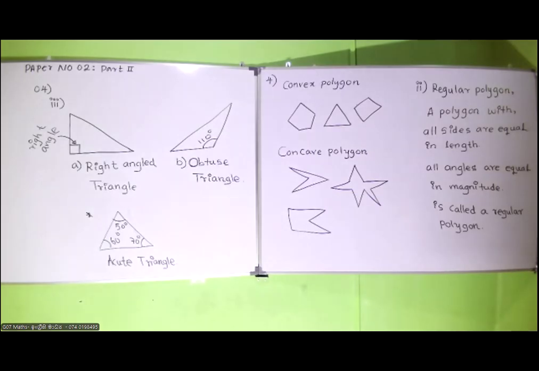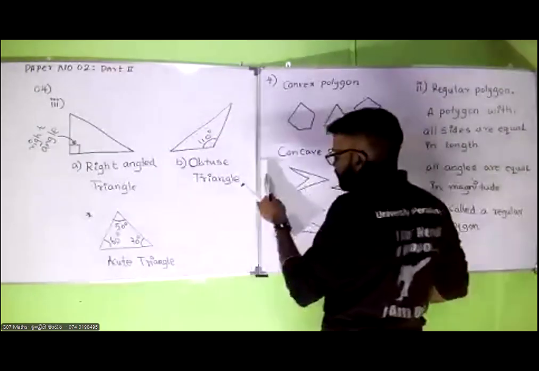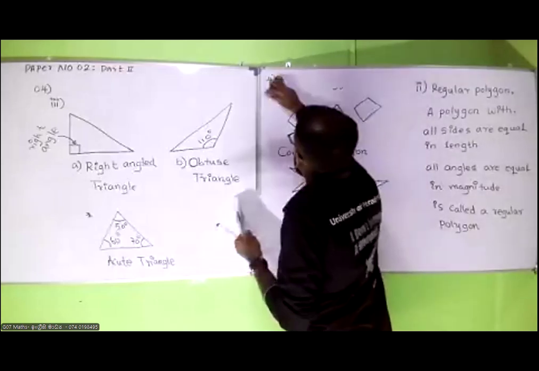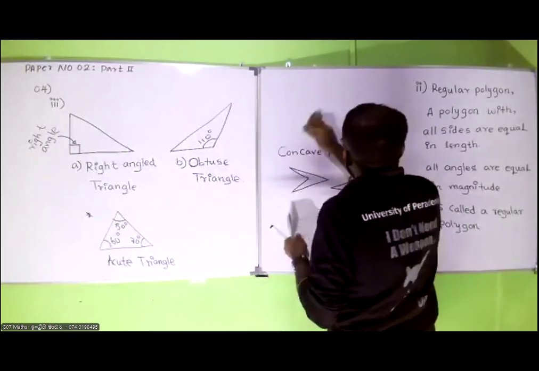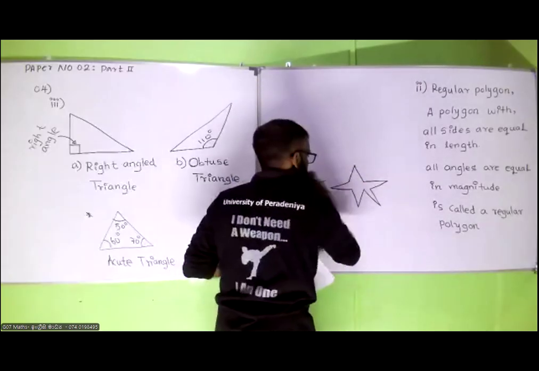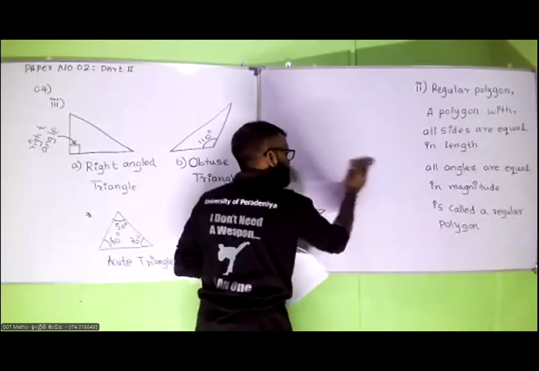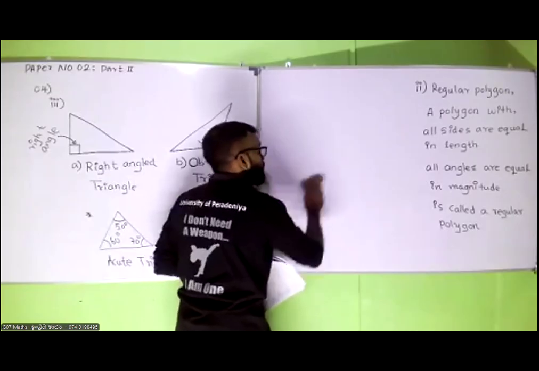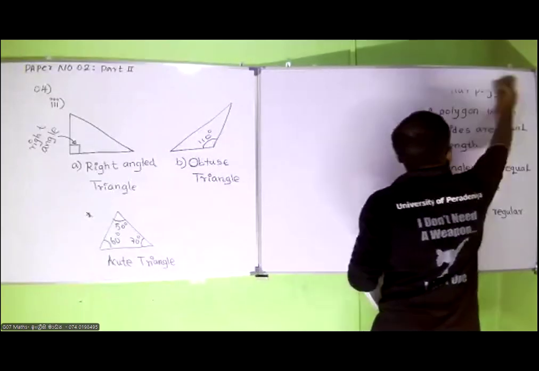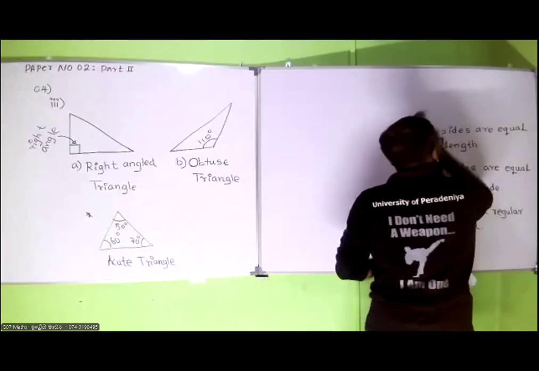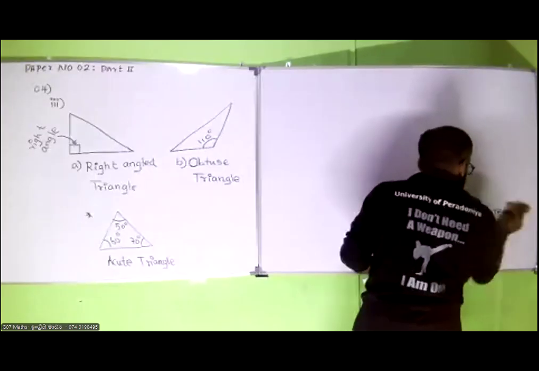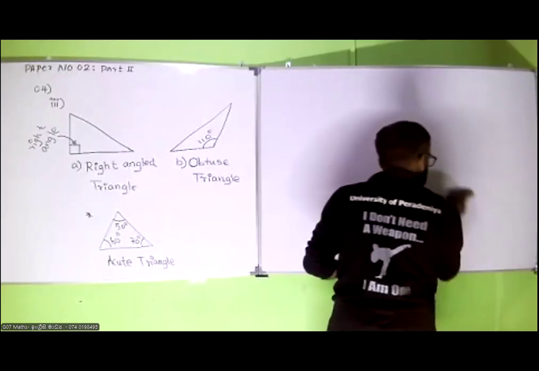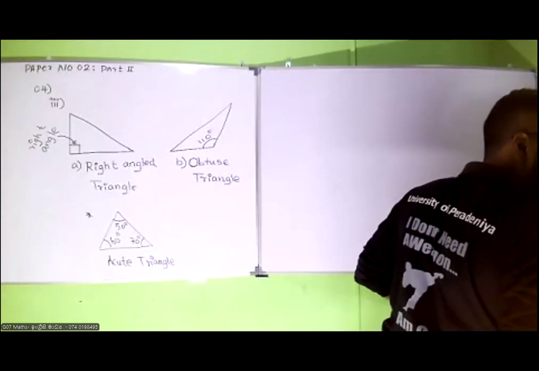So classify the following triangles according to the sides. You know how to do that as well. Equilateral triangles and bilateral triangles.